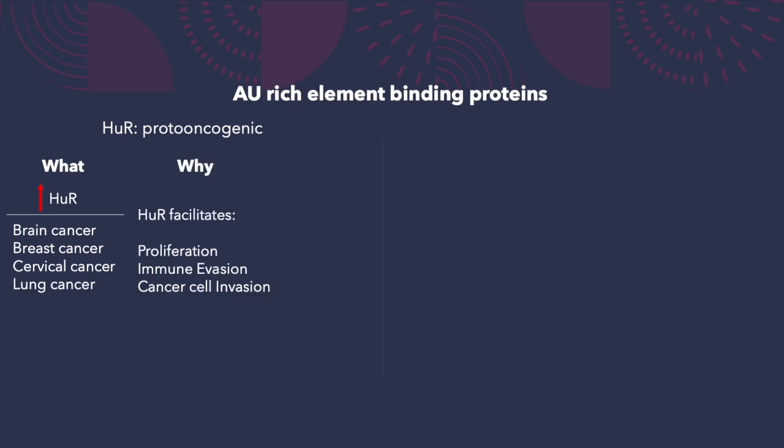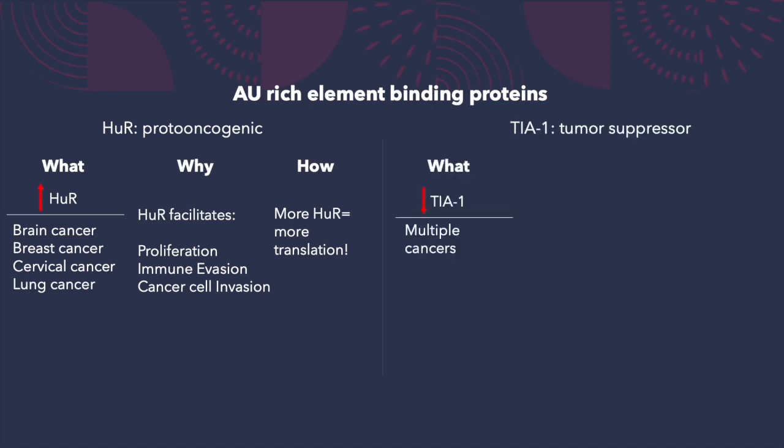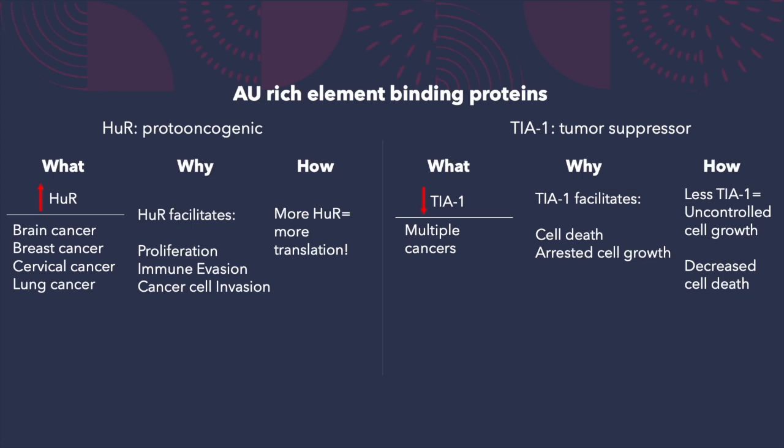And this is likely due to its role in enhancing cancer cell proliferation, facilitating evasion of the immune system, and promoting cancer cell invasion. And it does so by promoting the stability and translation of cancer-associated mRNAs, essentially providing the cancer cells the fuel they need to survive. In contrast, another protein called TIA1 is commonly downregulated in multiple cancer types. Previous studies have shown that in a healthy cell, TIA1 modulates the expression of mRNAs that promote cell death and arrest cell growth. However, when downregulated, this leads to uncontrolled cell growth and reduced cell death, causing cancer.